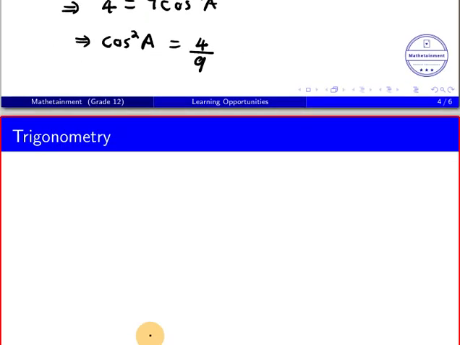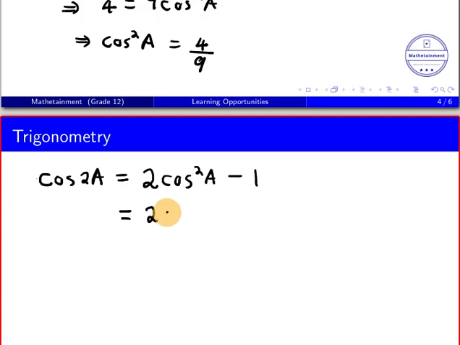Now remember, even in your formula sheet, one of the expansions for cos 2A is very interesting and relevant to this question, the one which says 2 cos squared A minus 1. And remember, cos 2A is exactly what you are required to find. Luckily, you now have cos squared A. So instead of cos squared A, you have 2 times 4 over 9 minus 1. So this is the same as 8 over 9 minus 1.